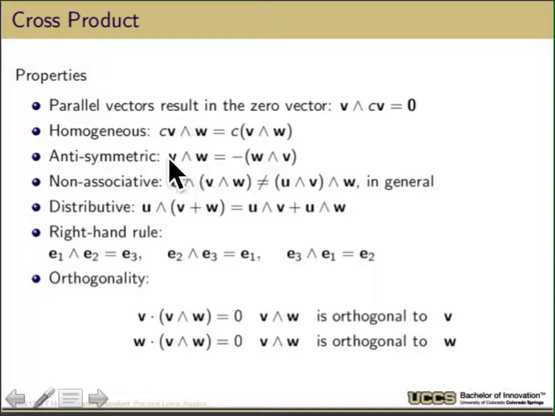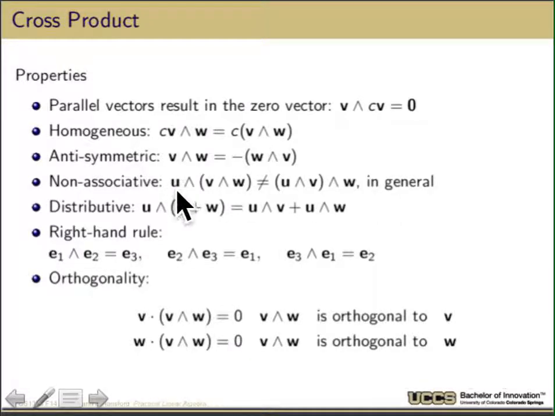So when we do the right-hand rule, V is the first element, like the i component or the x component, then W. We do a cross product. If you go in the opposite direction, you have to flip it over. In general, it does not commute.